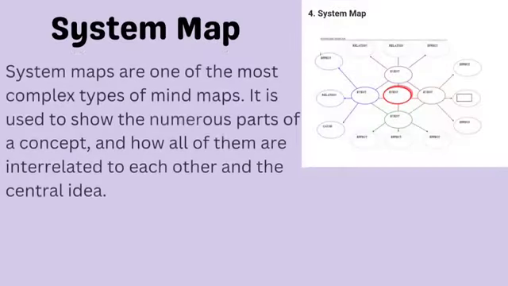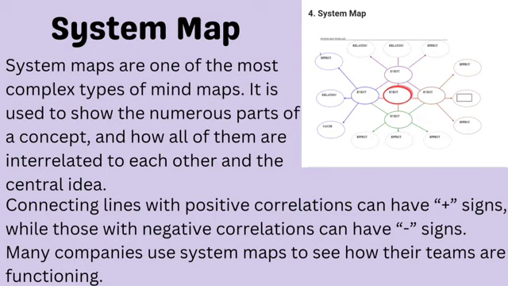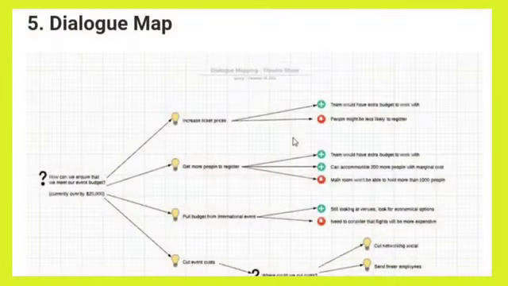Now we'll talk about system map. System maps are one of the most complex types of mind maps. It is used to show the numerous parts of a concept and how all of them are interrelated to each other and the central idea. Connecting lines with positive correlation can have positive signs, while those with negative correlations can have negative signs. Many companies use system maps to see how their teams are functioning.